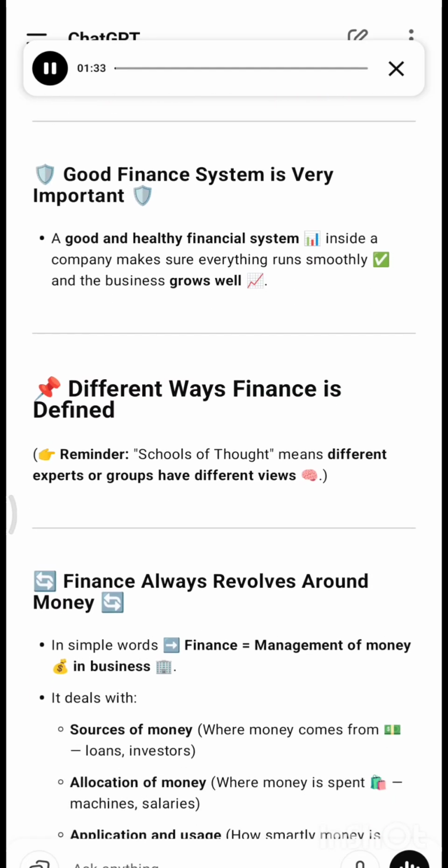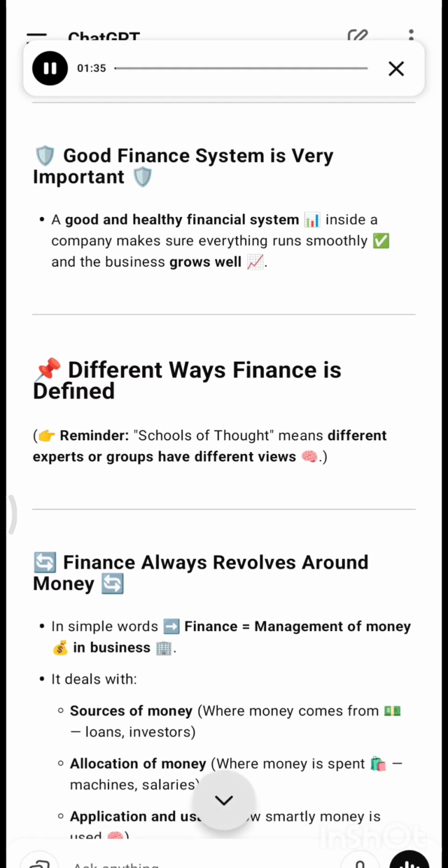Good finance system is very important. A good and healthy financial system inside a company makes sure everything runs smoothly and the business grows well. Different ways finance is defined. Reminder, schools of thought means different experts or groups have different views.